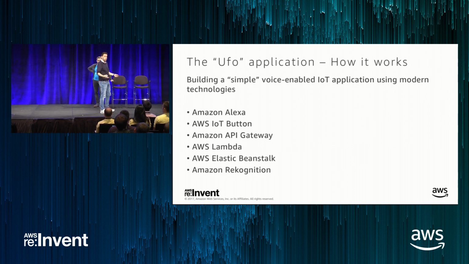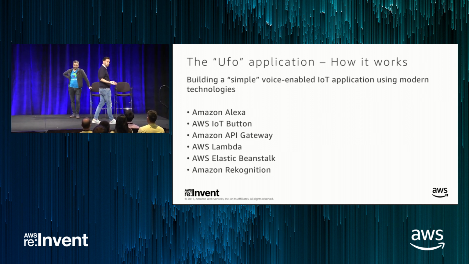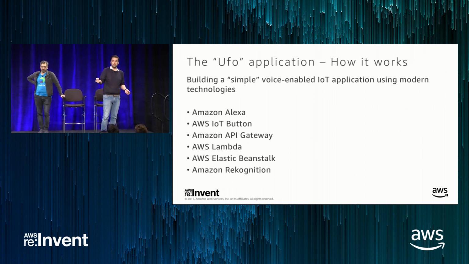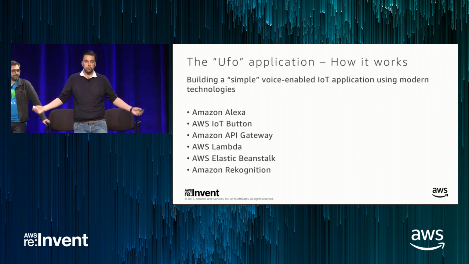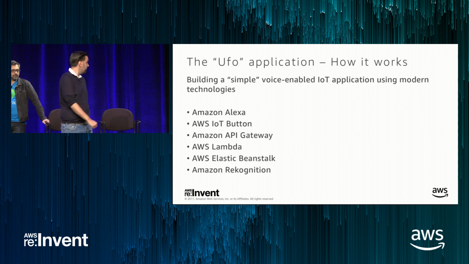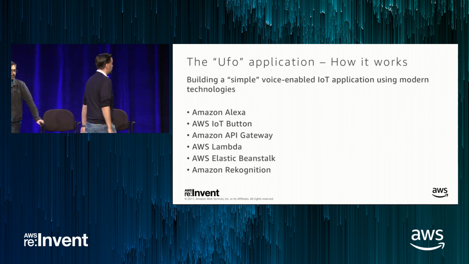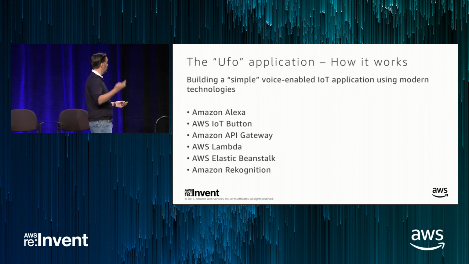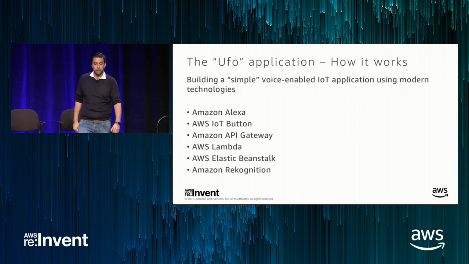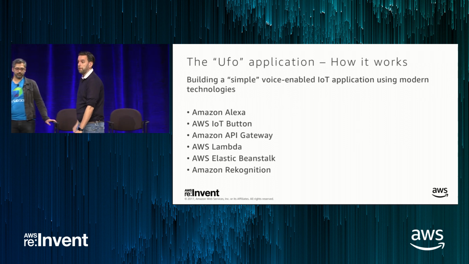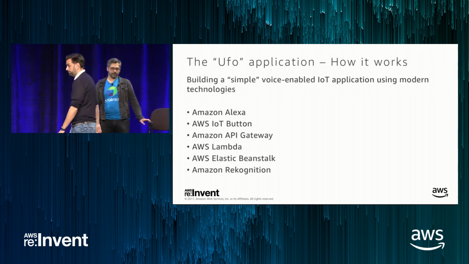So a modern user interface that's not based on a traditional web-based input. It's IoT-based input, it's voice-based input, and we even use just the presence of somebody in the room as the input to it. What we're using from a technology stack is Amazon Alexa, the AWS IoT button, the API Gateway, Lambda, Elastic Beanstalk, and Rekognition for the image recognition part of it.